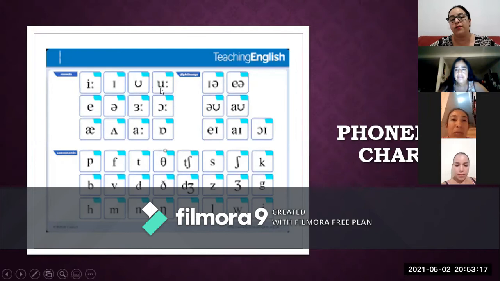And finally, we have the sound oo, like in Spanish, oo, but it's a long sound. Like we use it with the word food or you. And each symbol represents a different sound when we are speaking the English language. So this is very important for us to know so we can pronounce the words correctly.